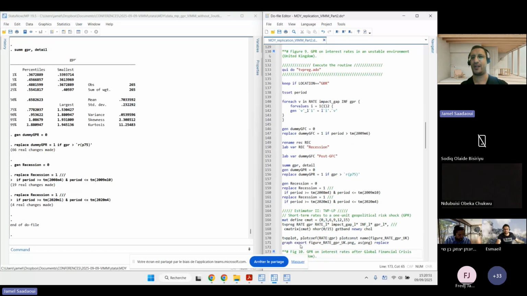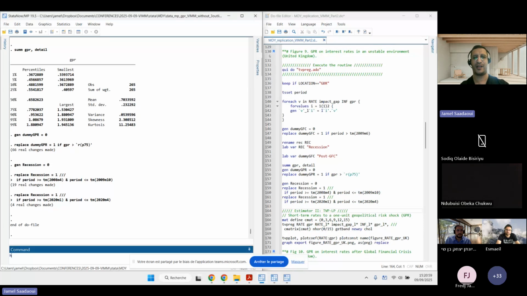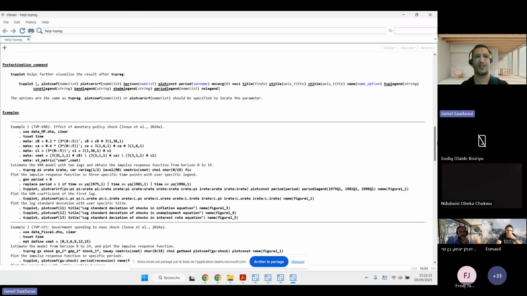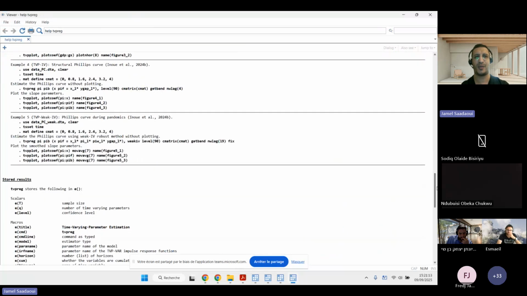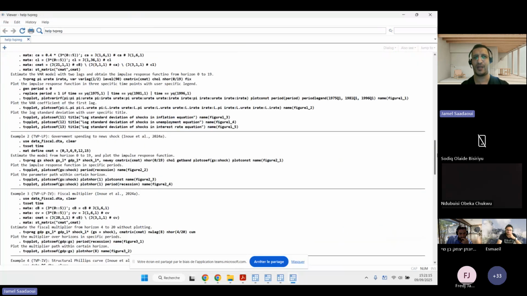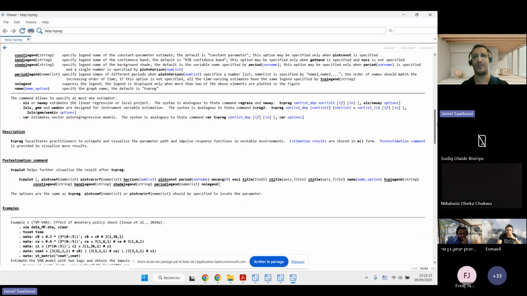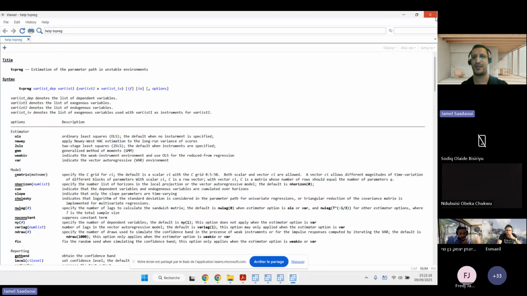So to estimate the time varying local projection, I base this command on the example in the L5 TVPREG that you can find here. I recommend you to read very carefully this command, which is tvpreg. You have some examples here. Read them. The package is a wonderful package. You can do a lot of things with that. We can discuss that later.